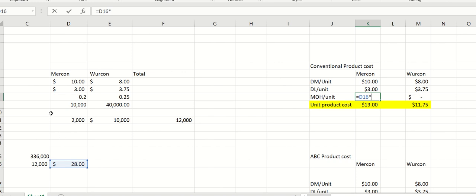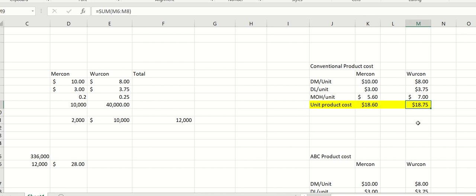So we'll multiply this by how many hours we need for the Mercon, and we only need 0.2 hours, so only a portion of the $28. We only need 0.25 for the Workon, multiplied by the predetermined overhead rate. So remember, in applying overhead, you multiply your predetermined overhead rate by actual activity or expected activity, and then we can get our unit product cost.